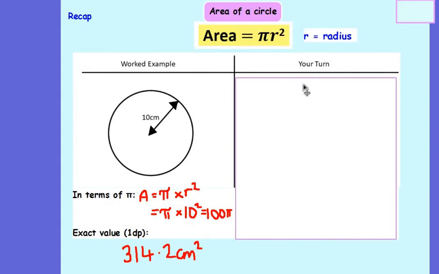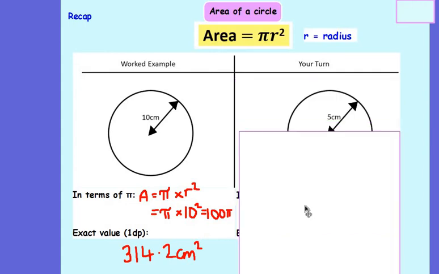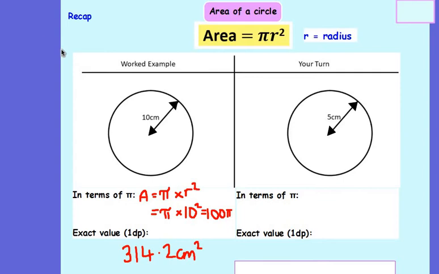Over to you, Year 8. In your light blue books, please pause the video and have a go at this question for me.